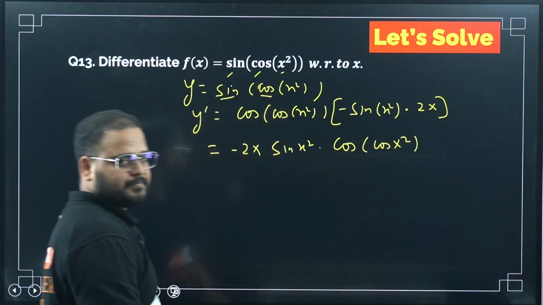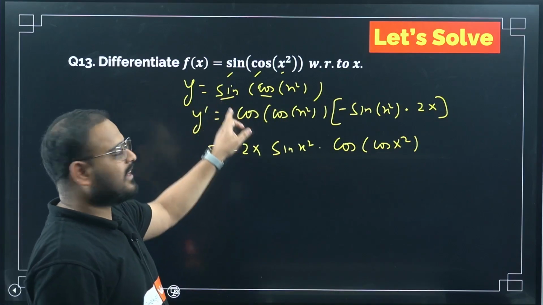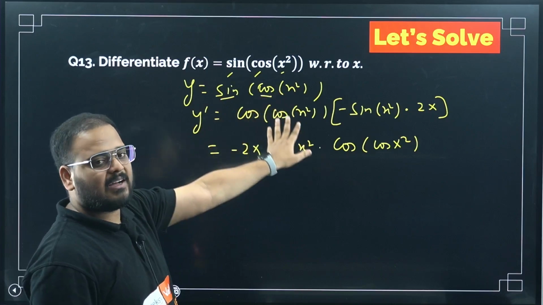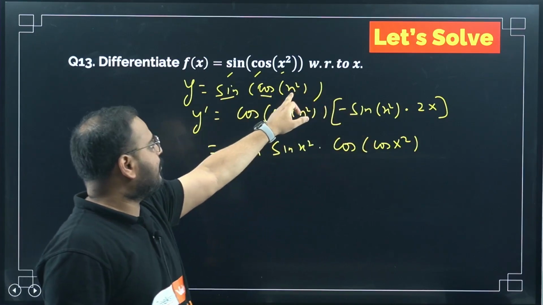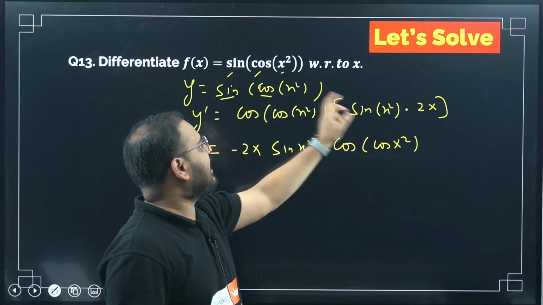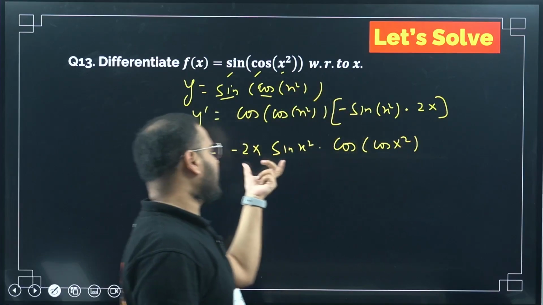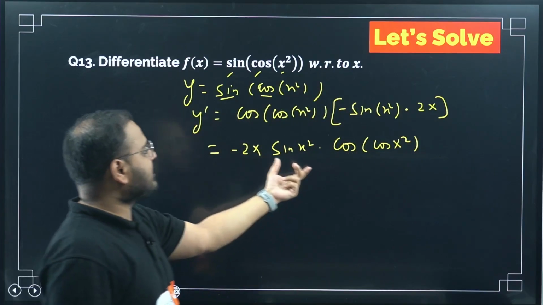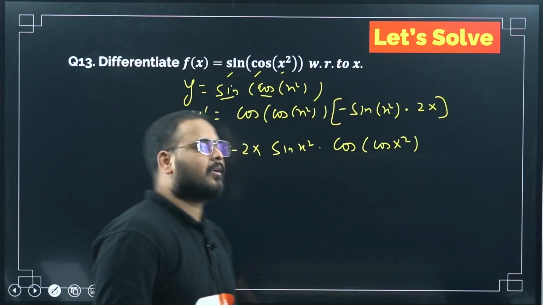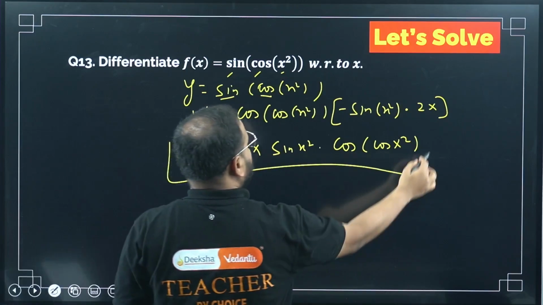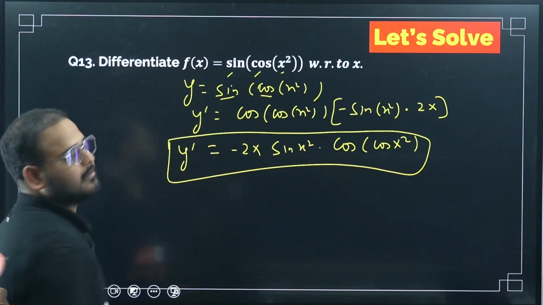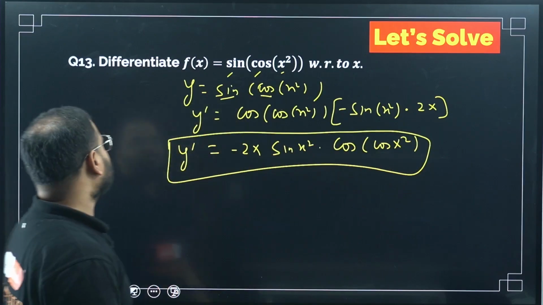Please check this. So first I did for sine, I got it as cos. Whatever was the angle, same I wrote it here. Then I did for cos, I got minus sine. Whatever was the angle, x square, I wrote it here. Then I did for x square, I got 2x. I arranged it, getting minus 2x sin x^2 cos of cos x^2. This is my final answer. Simplest question ever, sir. Yes? Alright, let's move on.